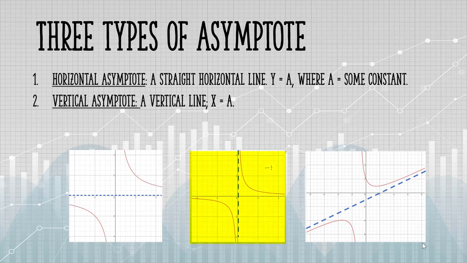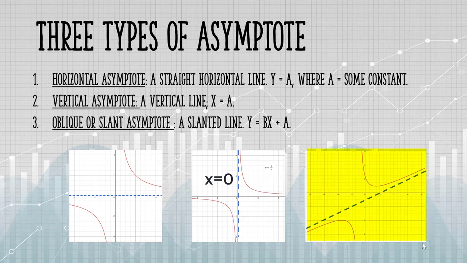A vertical asymptote is a vertical line on the graph. That can be expressed by x equals a, where a is some constant. As x approaches this value, the function goes to infinity. For example, the asymptote might be x equals 2.